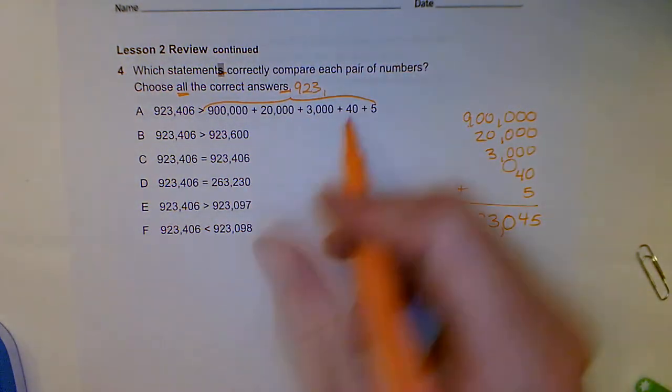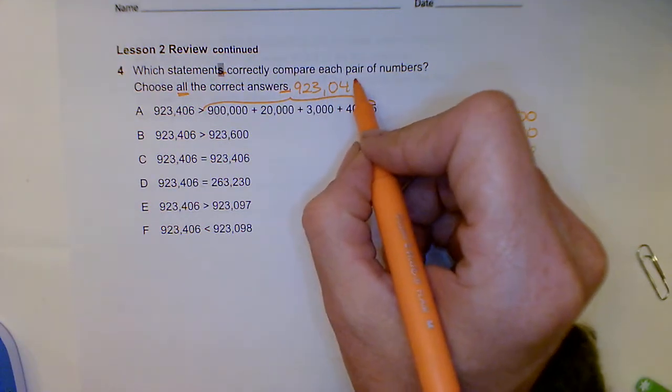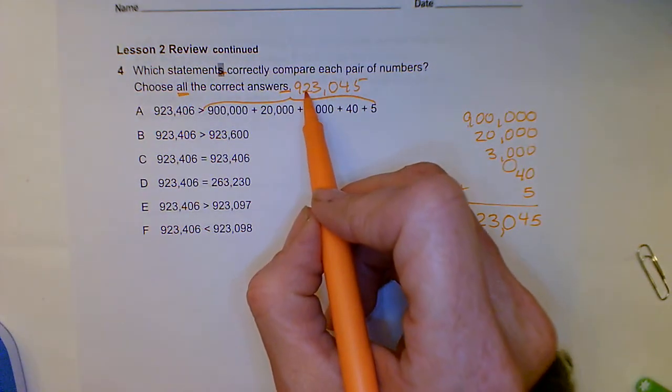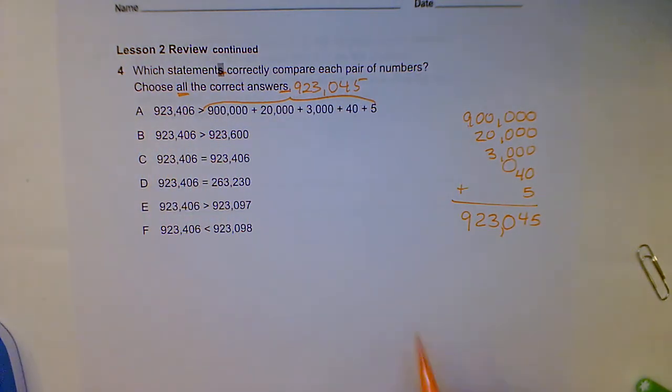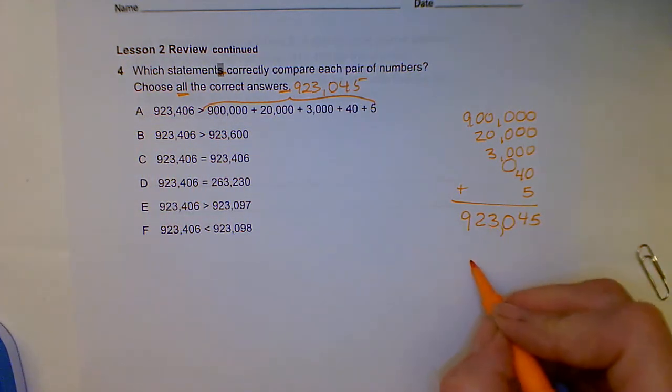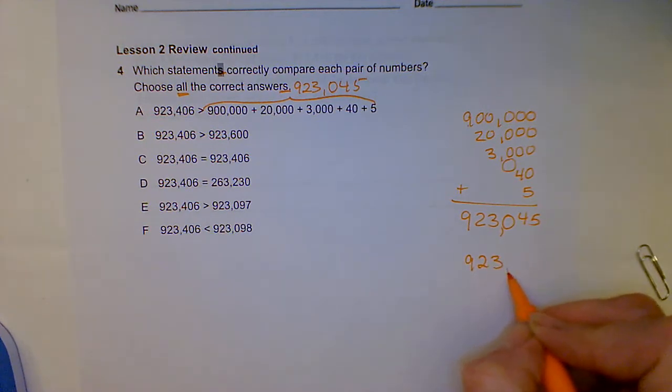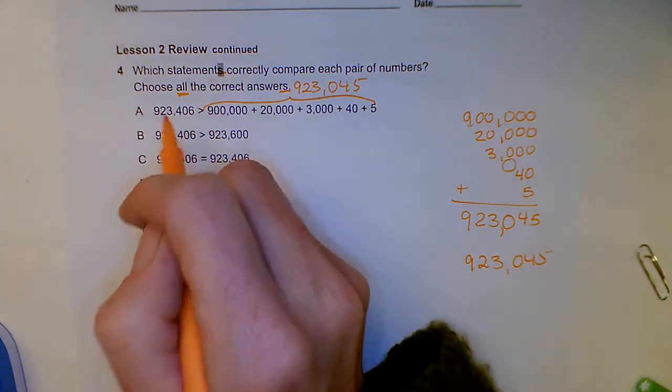923,45. So let me say it correctly now. 923,045. If we have to compare them, why don't we go ahead and stack them? So we already have 1 here. I'm going to just rewrite that right here. And then we're going to stack this one under it.